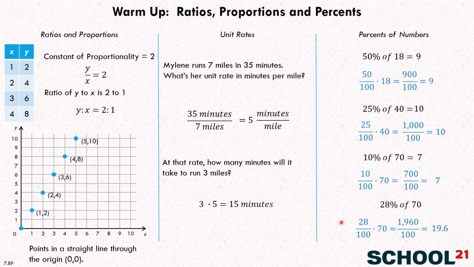So you can see how you can find the percent of numbers by first turning the percent into a fraction, using that of as a multiplication, and then going ahead and doing your math and simplifying. Make sense? Yeah. Very good.